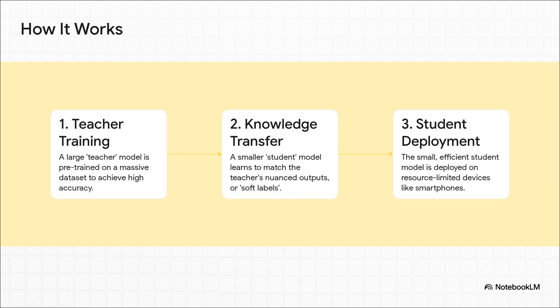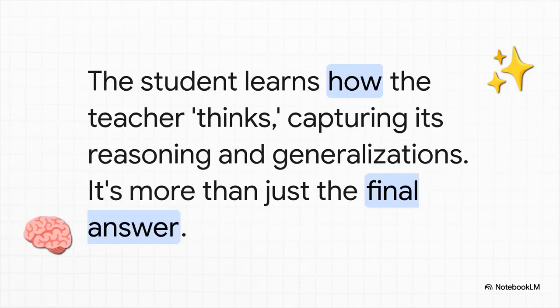And finally, step 3, you take that small, fast, efficient student model and release it into the wild on all our devices. And this is really the most important takeaway here. The student isn't just memorizing a list of correct answers. It's learning the teacher's entire thought process. It's absorbing the subtle patterns, the nuances, the gut feelings the teacher developed, and because of that, the student can make smart, accurate decisions on its own, even when it sees something totally new.